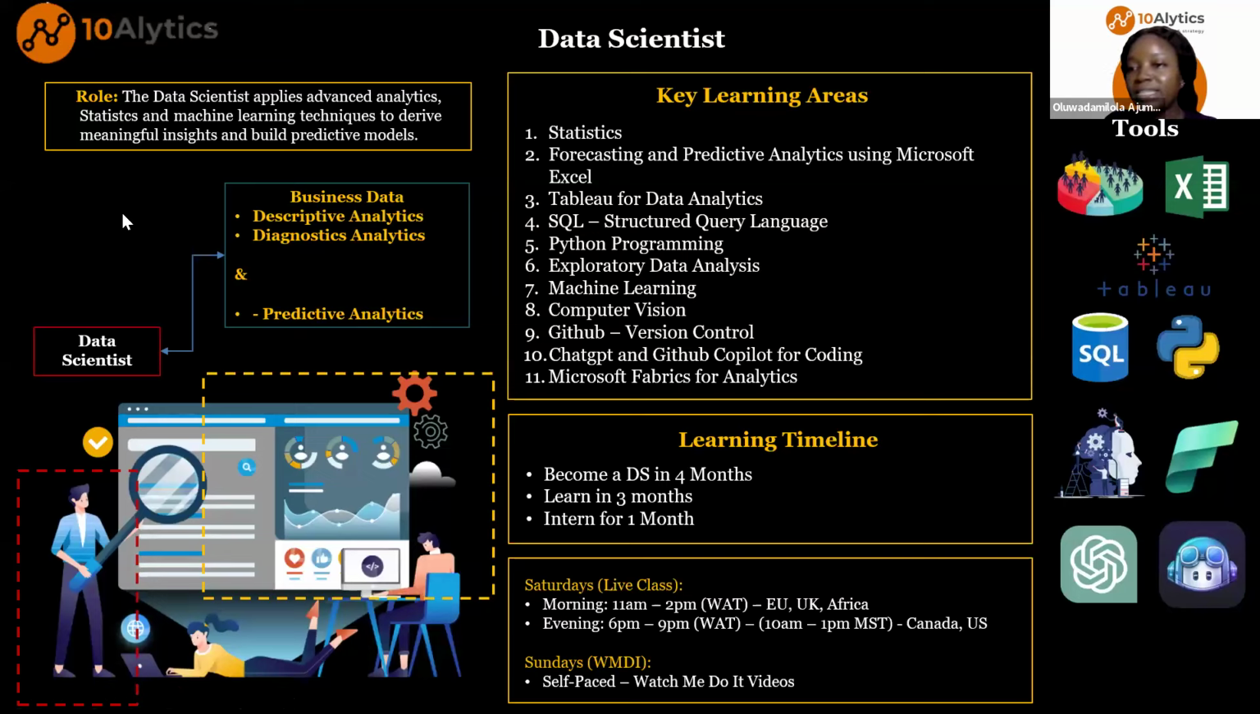All right, so who is a data scientist? This is somebody that applies advanced analytics, statistics, and machine learning techniques to derive meaningful insights and build predictive models. Basically, the little that you've done now has sort of propelled you into a data science career, because you've just done a little bit of coding with Python. And at some point, you start to use Python to do descriptive analytics, predictive analytics, diagnostic analytics. What we just did is 1/1,000 of what you can do with Python. It's just the basic stuff. So a data scientist is somebody who applies advanced analytics, statistics, and machine learning techniques to derive meaningful insights and build predictive models.